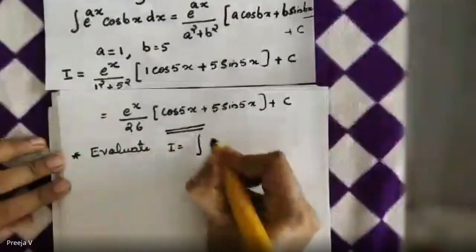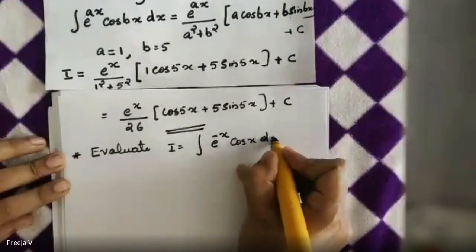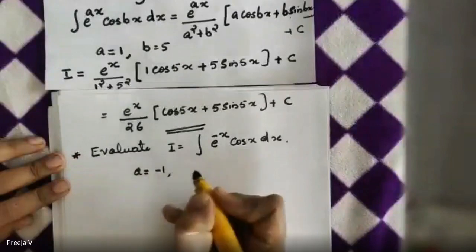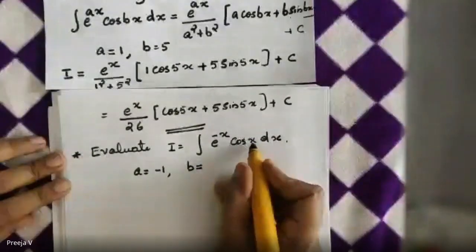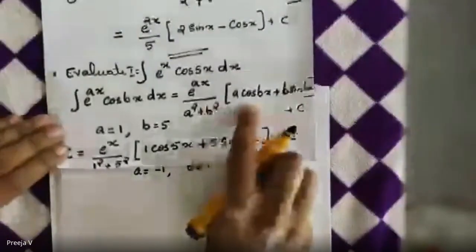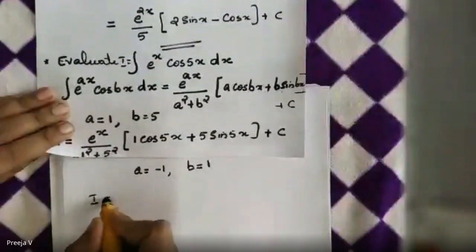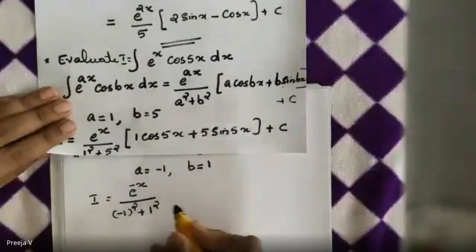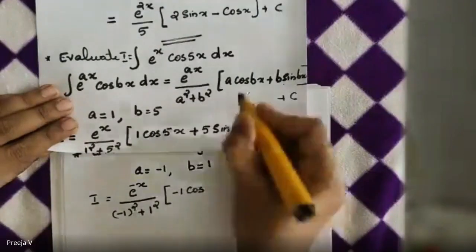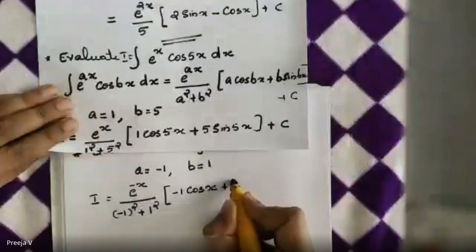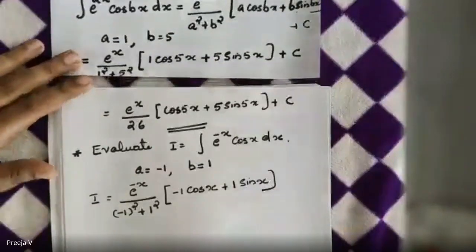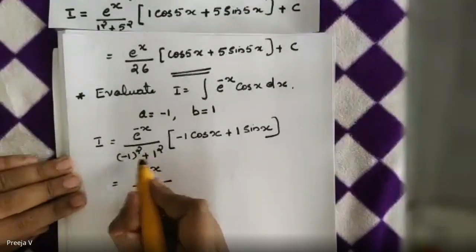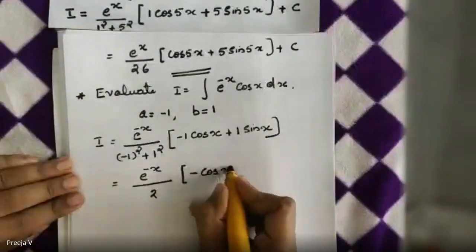I is equal to integral e raised to minus x cos x dx. Okay, so here e raised to ax is e raised to minus x, so let a equal to -1. Cos bx is cos x, so b equal to 1. So this is our formula applied. The integral I is equal to e raised to minus x, by -1 the whole square plus b square is 1 square, into -1 cos x, a is -1, plus b is 1, sin x. So this is equal to e raised to minus x divided by -1 whole square is 1, so 1 plus 1, 2, into minus cos x plus sin x.